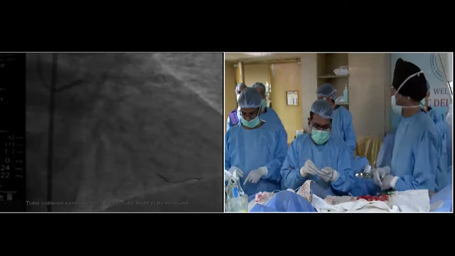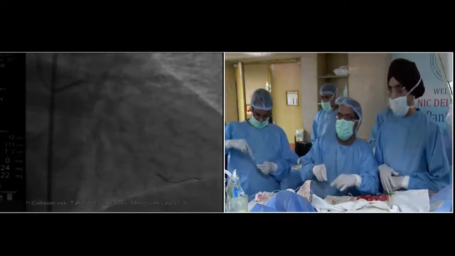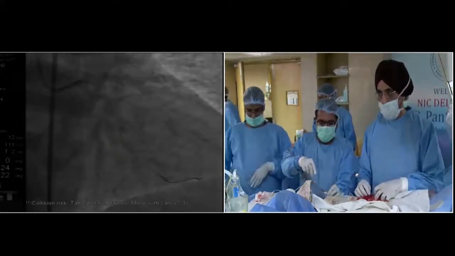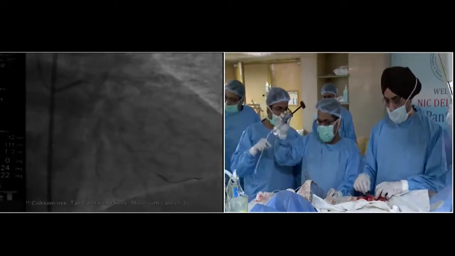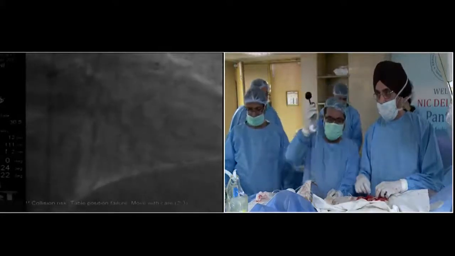So what stent and size are you contemplating? I'm taking a 2.5 into 22, 22 into the distal vessel, and proximally I'll see again after dilatation.